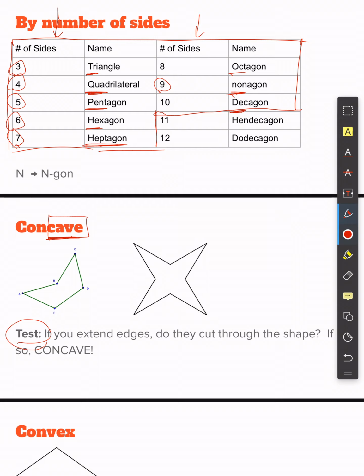All right, so I'll do this here. Let's just look at this line CB. This is an edge, right? If you extend that edge out, if it cuts through the shape, which it does, it is concave. All right, this one would be another example, right? Because if you extend this side out, it goes through the shape, it is concave.